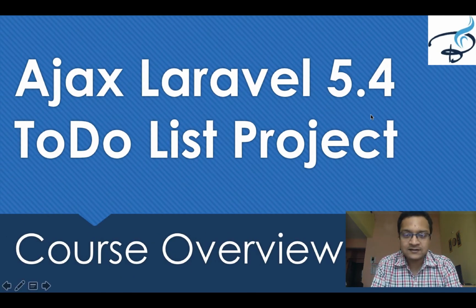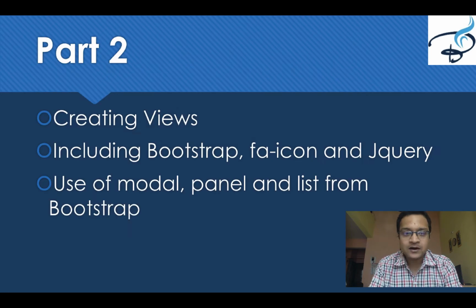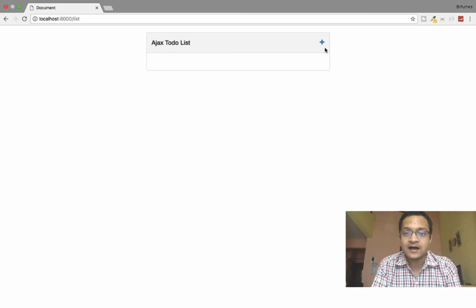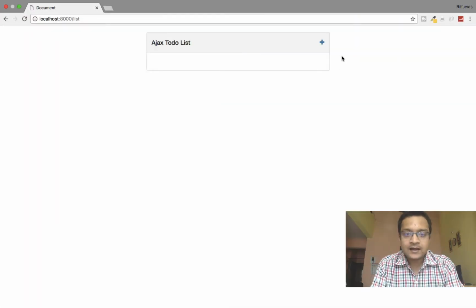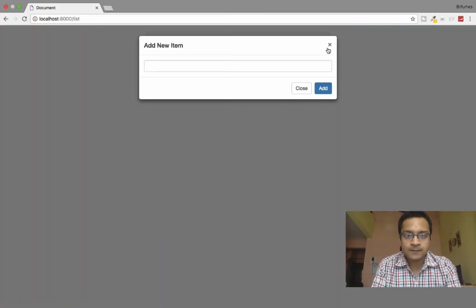Here I have the series overview for you. This is the first video, obviously the introduction video, and in the next part we are just creating the view. After that, in that view we will have jQuery, the Font Awesome icon, which I have used here for the plus sign, and Bootstrap, obviously, and the modal part. And what is a modal? You can see when I hit here, a pop-up came out. This is called a modal by Bootstrap. I don't know why they call it modal.